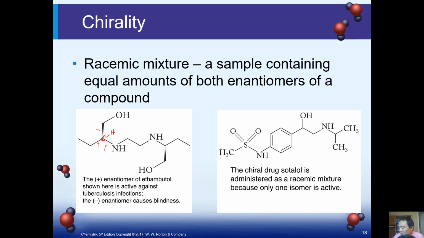So you look at this particular carbon, you have this group attached to it, this group attached to it, and another big group attached to it. So that carbon has 4 different groups attached to it, so that carbon is chiral. What about this carbon? Is this carbon chiral or not?